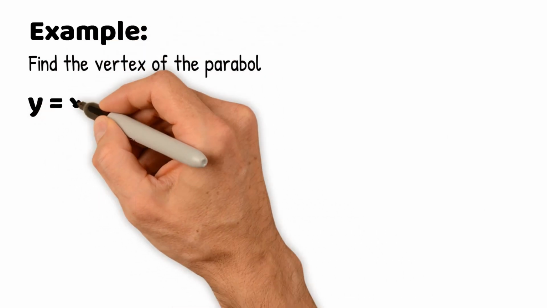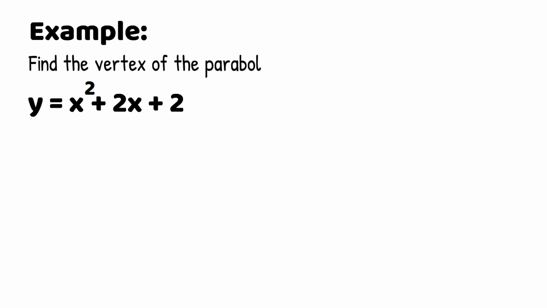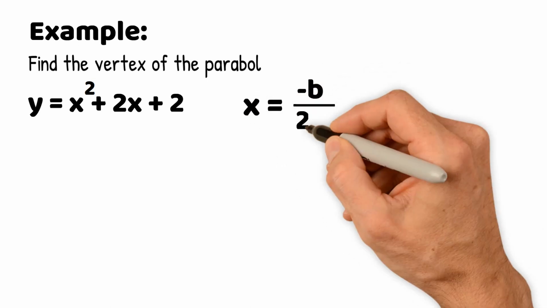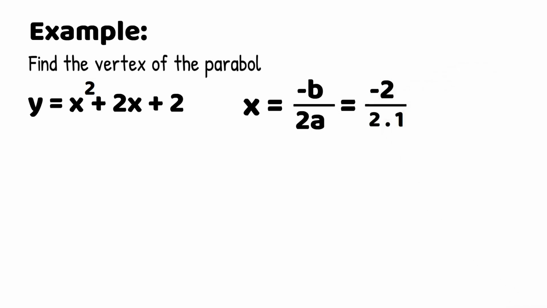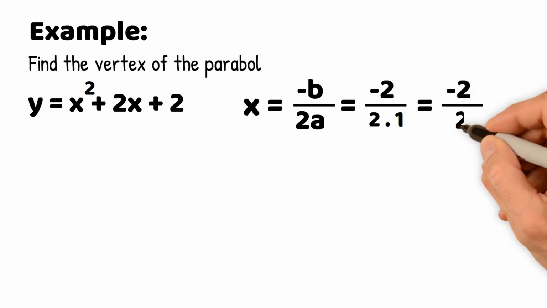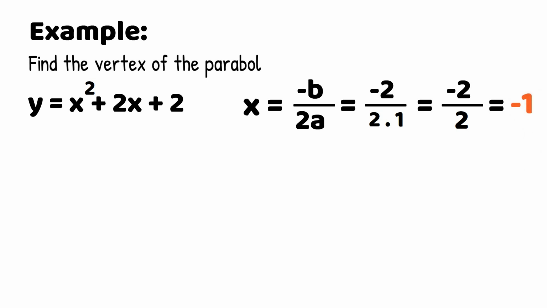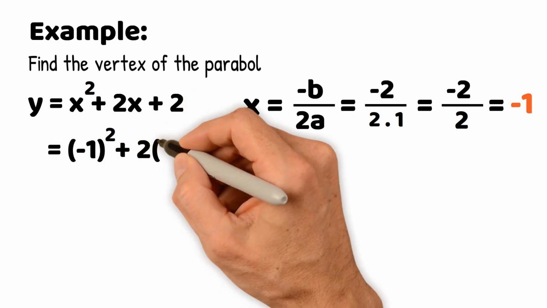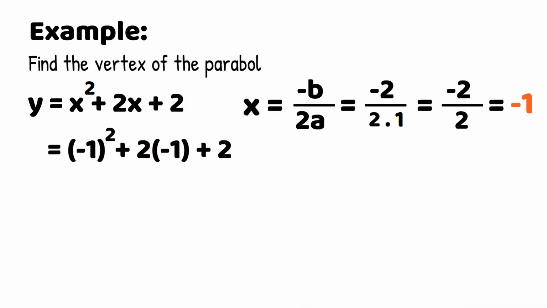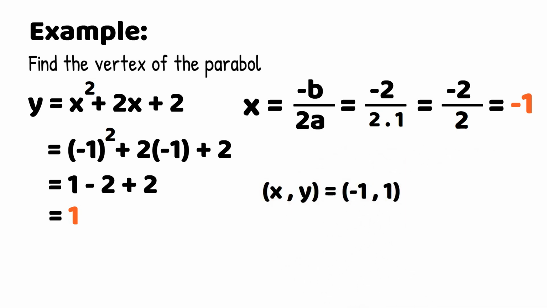Another example. Find the vertex of the parabola y equals x squared plus 2x plus 2, another equation that we dealt with before. Instead of graphing this and trying to find where the vertex occurs, we can simply use the formula x equals negative b over 2a, or negative 2 over 2 times 1, which is negative 1. Therefore, the x-coordinate of the vertex is negative 1. And to find the y-coordinate, we substitute: y equals negative 1 squared plus 2 times negative 1 plus 2, which is the same as 1 minus 2 plus 2, which is 1. Therefore, the parabola has a vertex at negative 1, 1.